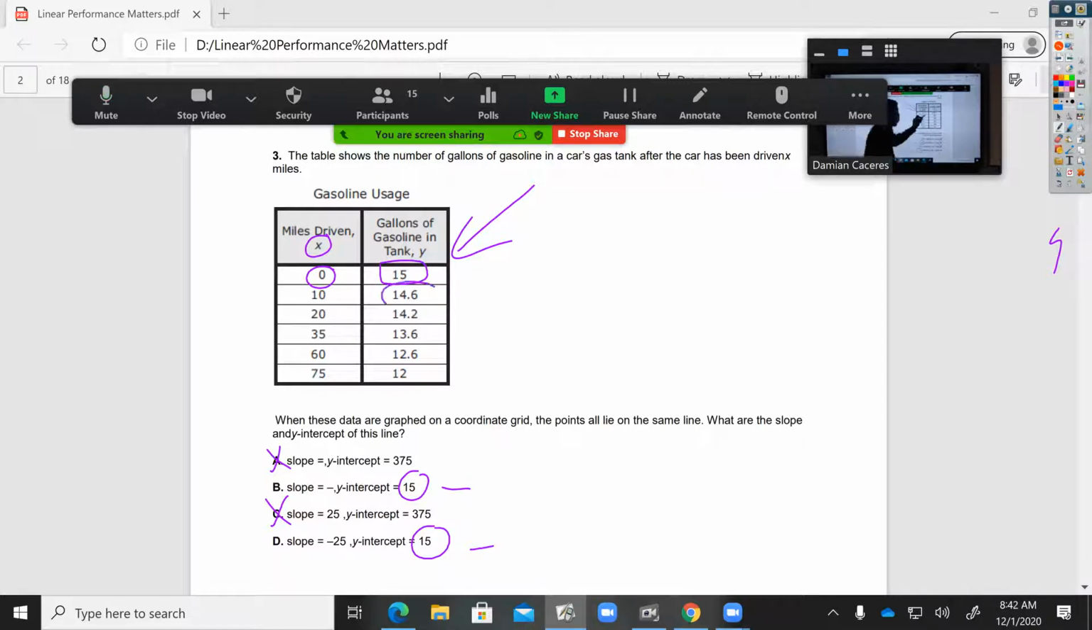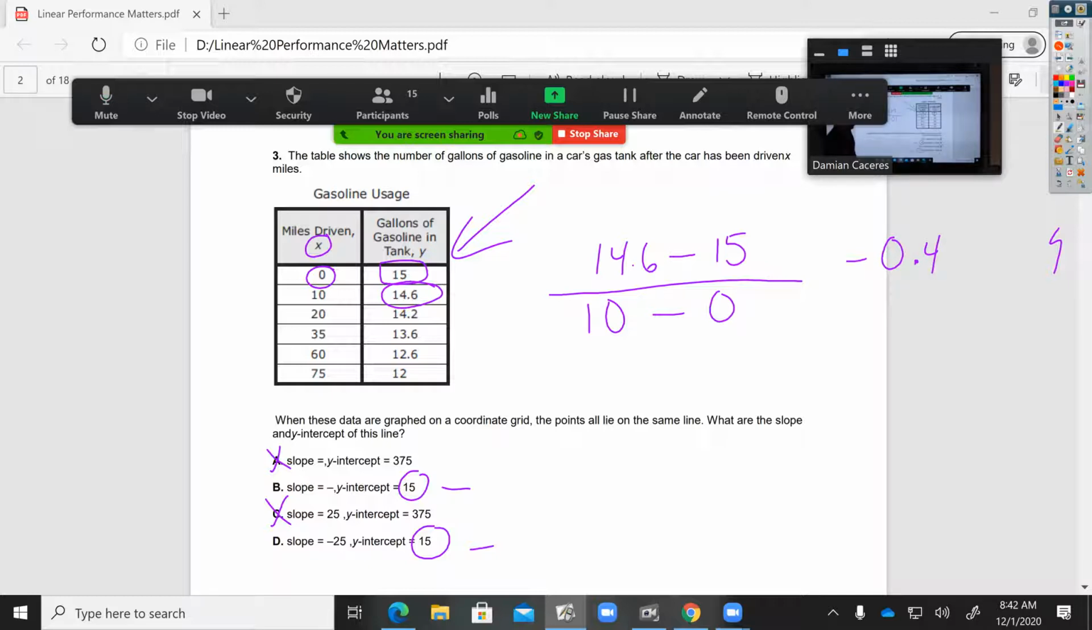So we do the same thing. The second y minus the first y over the second x minus the first. So now, 14.6 minus 15 is -0.4. And 10 minus 0 is 10.